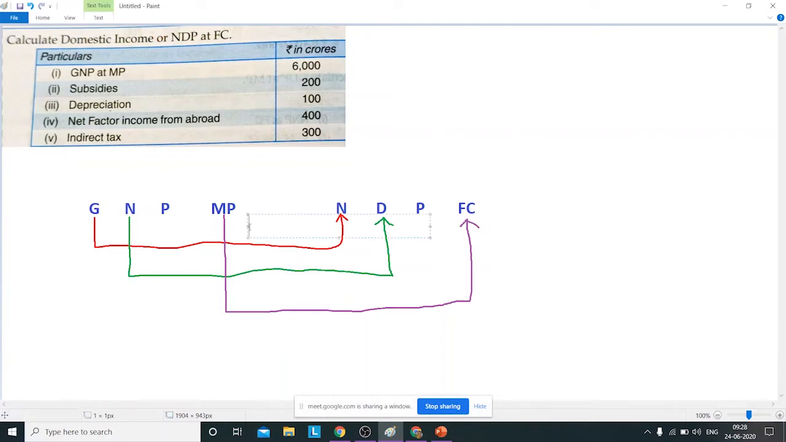So gross to net, what is the difference? What I have to do? I have to subtract depreciation. So here I am writing minus depreciation.